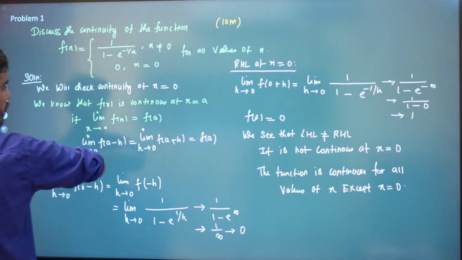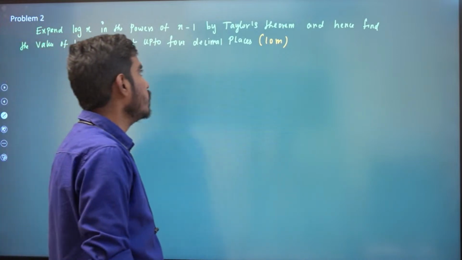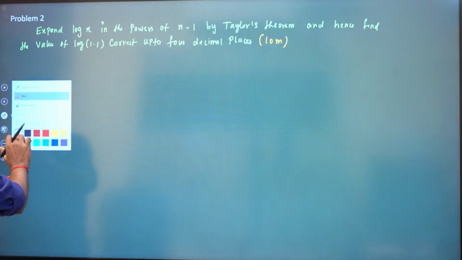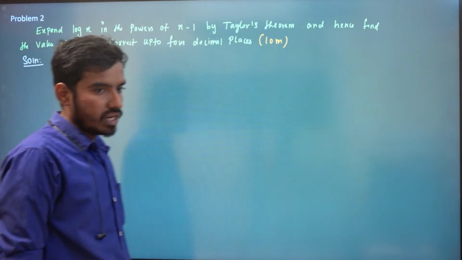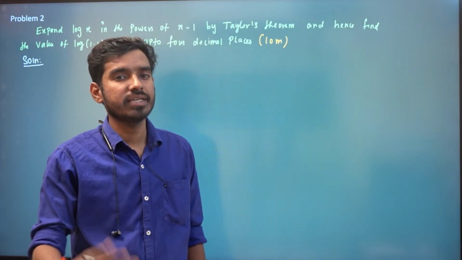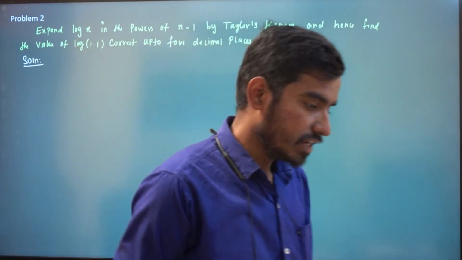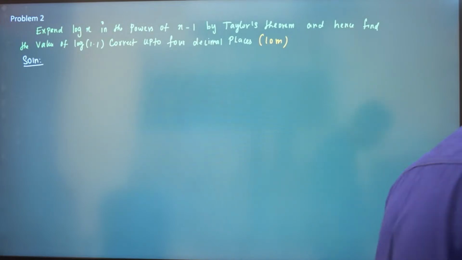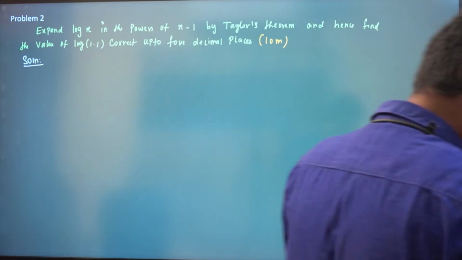It's a very simple problem, 10 mark question. Expand log x in the powers of x minus 1 by Taylor's theorem and hence find the value of log 1.1 correct up to 4 decimal places. So what Taylor's theorem says, for Taylor's theorem, your f of x has to be continuous and all its derivatives exist. Then f of x can be expressed in the neighborhood of a as an infinite series, right?